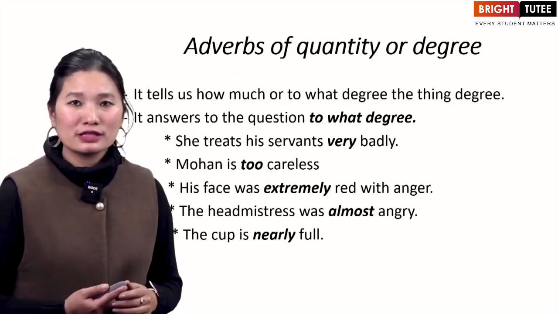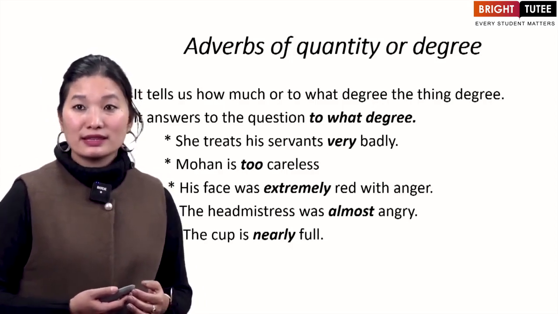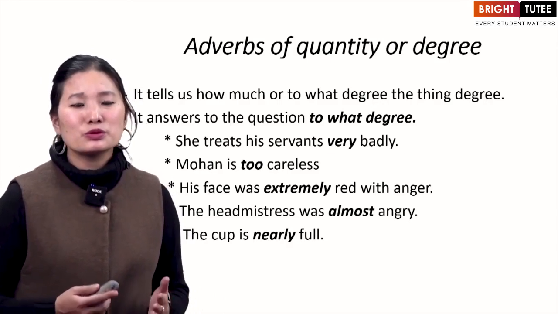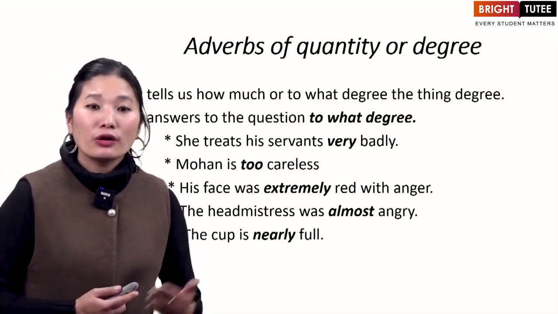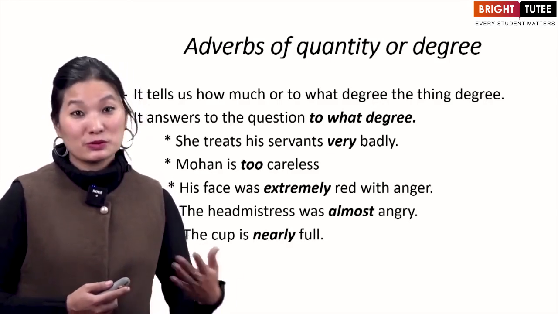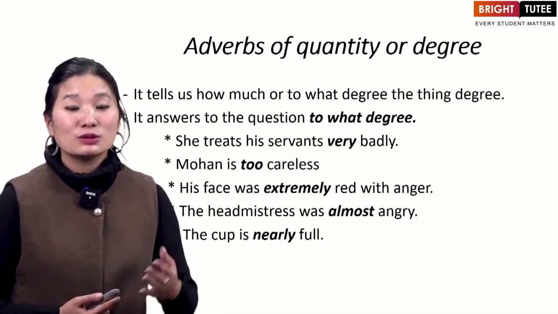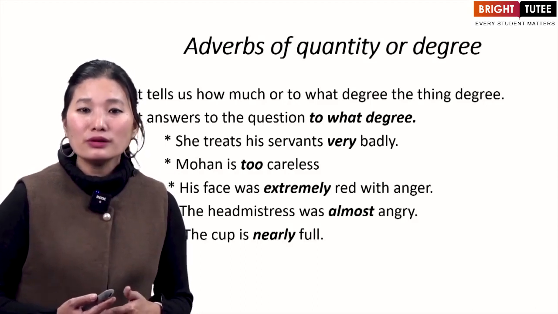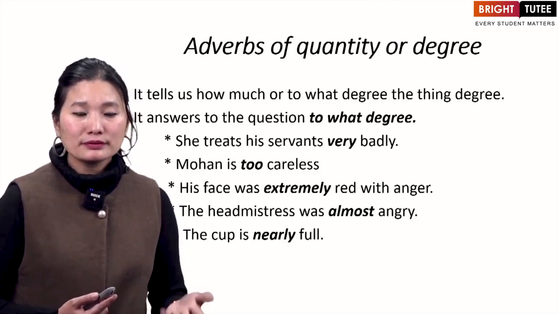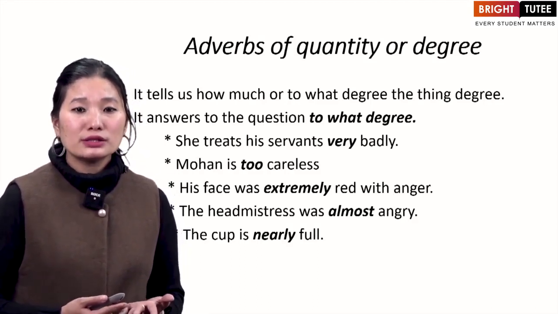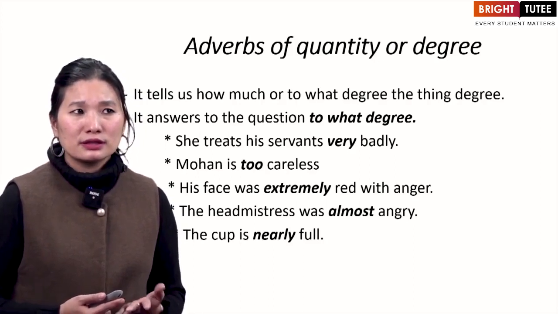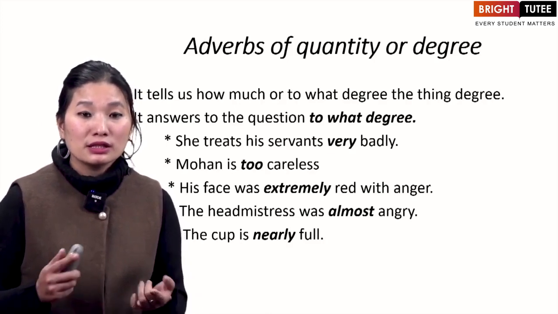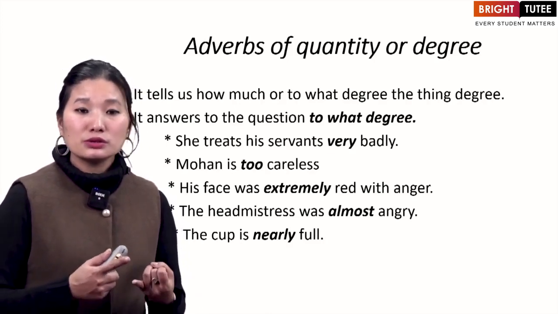She treats her servants very badly. Not just badly. How badly does she treat her servants? Very badly. There are some people who treat their servants like their own children, or even more than that. But there are some people who treat their servants badly, right? So, very badly. The word very is an adverb of quantity or degree. The next one is, Mohan is too careless. Just careless. But how careless is he? It's too careless. Mohan is too careless.